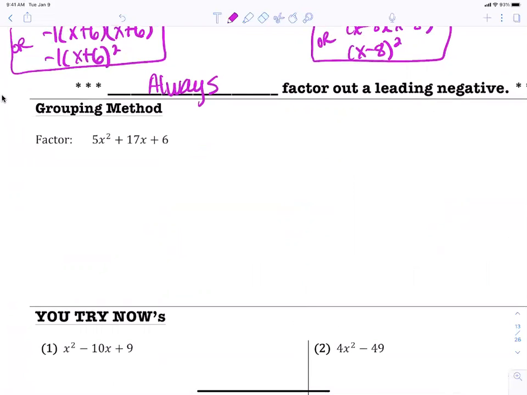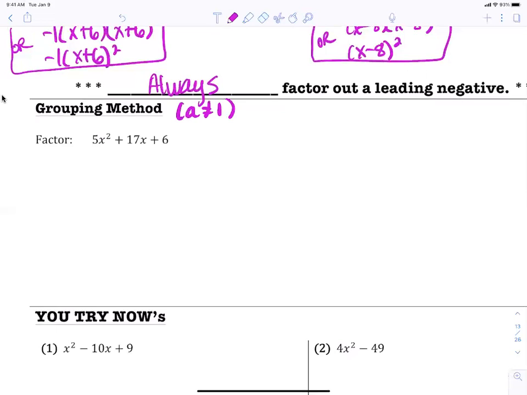Now, there is another method of factoring, and this method also works on any problem that I throw at you. So especially if guess and check is not necessarily your favorite, grouping is a method that works out really nicely. We usually use this when the A value does not equal 1 or negative 1, so when it's something more complicated, because I think guess and check becomes more complicated on a problem like this.